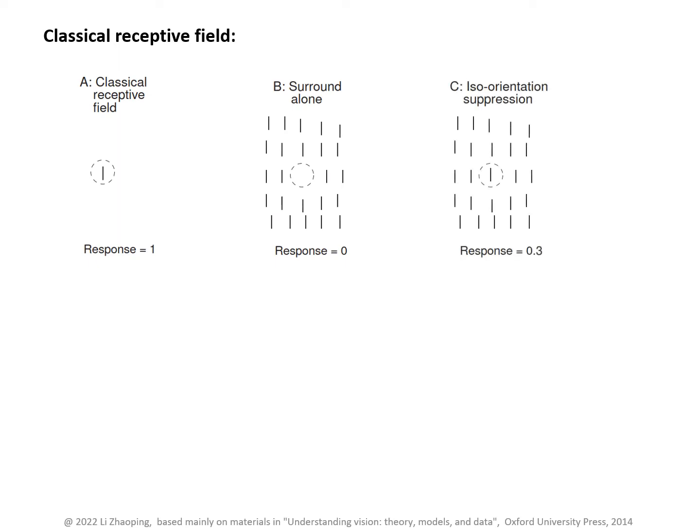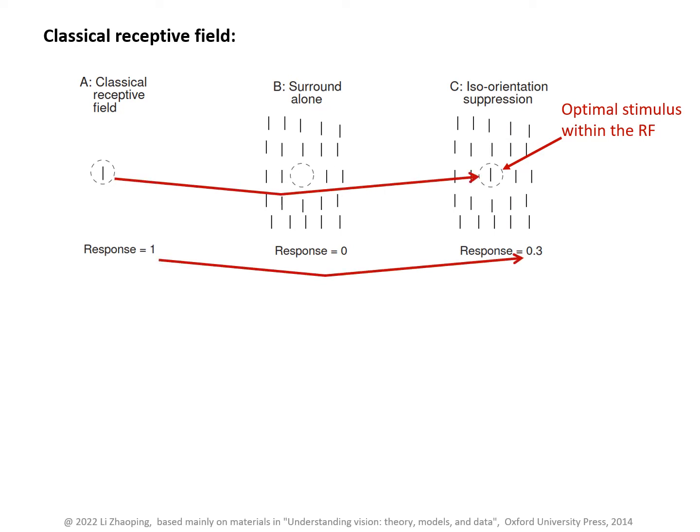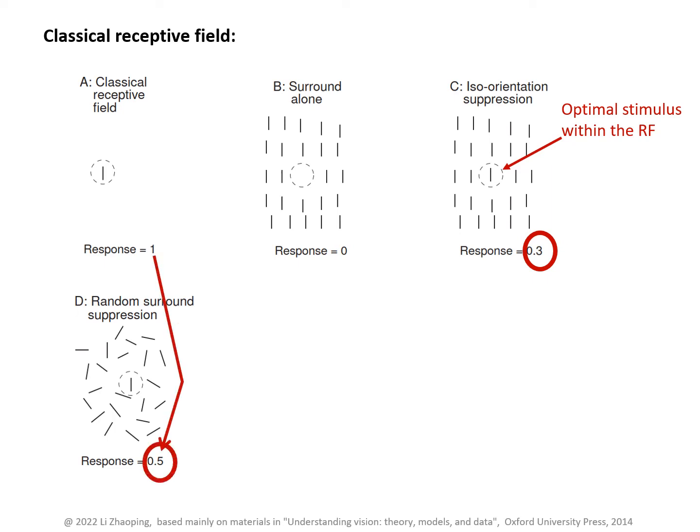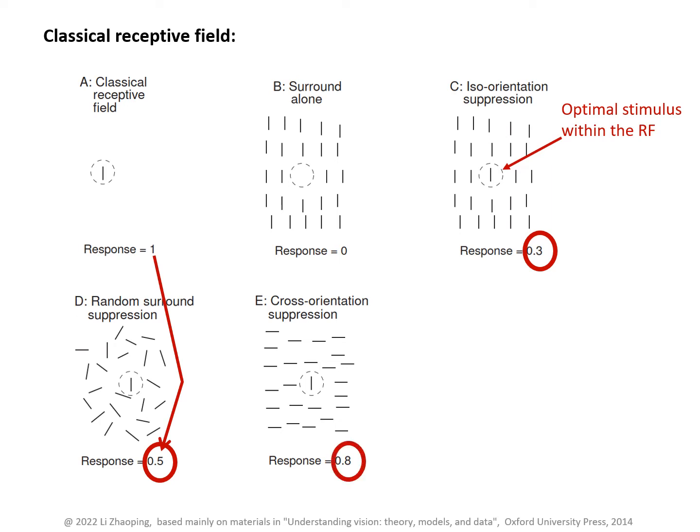However, if the optimally oriented bar is now added into the receptive field, the response is reduced from that when there are no contextual bars outside the receptive field. It is often reduced by more than 50%, not a negligible amount. But if the contextual bars outside the receptive field are randomly oriented, the response is also reduced, but typically not as much. When the contextual bars are orthogonal to the bar within the receptive field, the response is typically least suppressed.